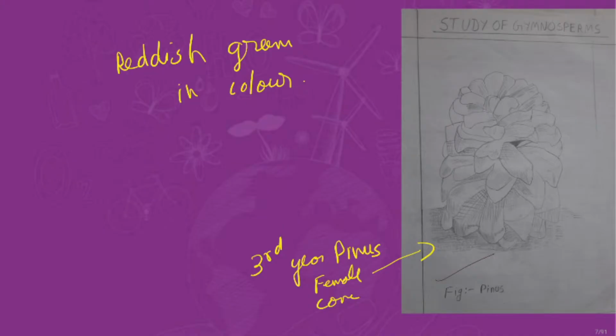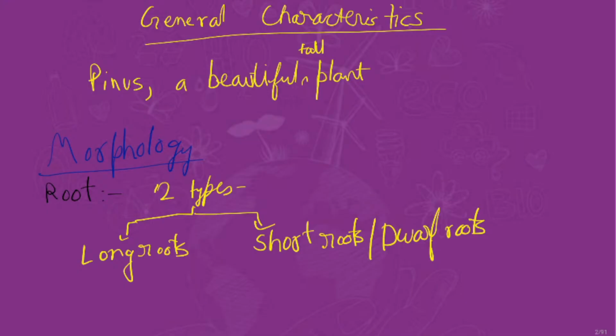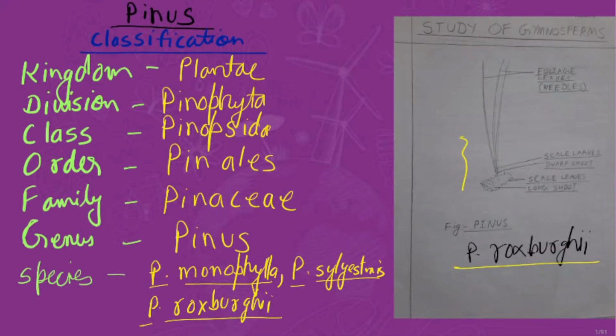Each female cone consists of many sporophylls arranged spirally around the cone axis. This was the discussion of the longitudinal structure of female cone. This is microsporophyll, pollen sac. This is the natural habitat. The three needle pine is known as Pinus roxburghii. It helps to identify the species.